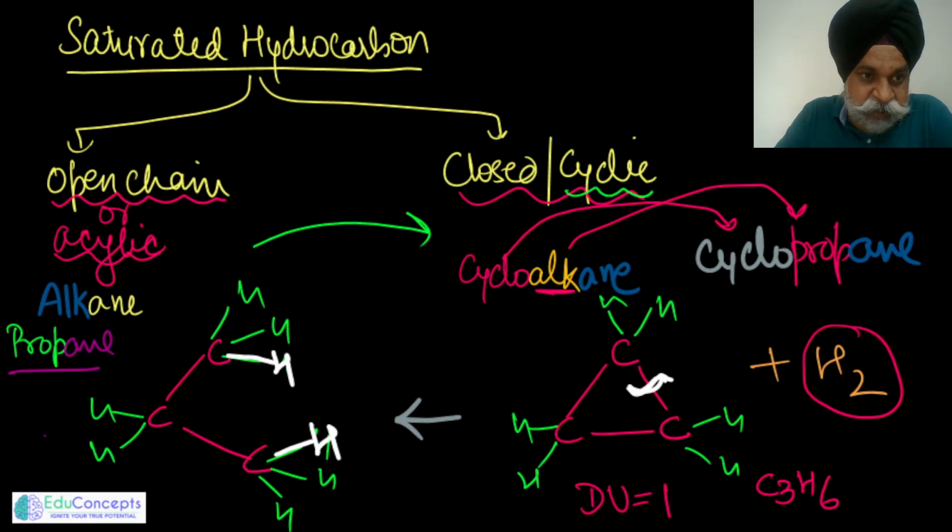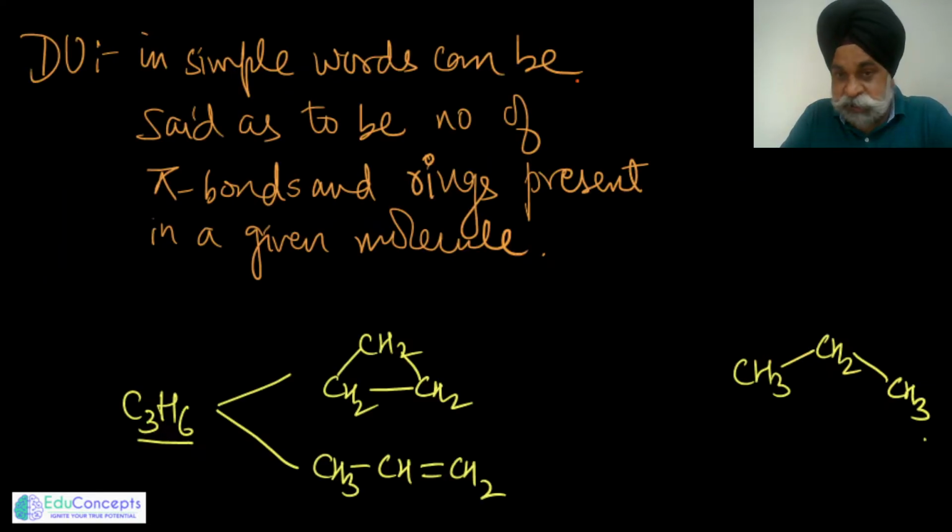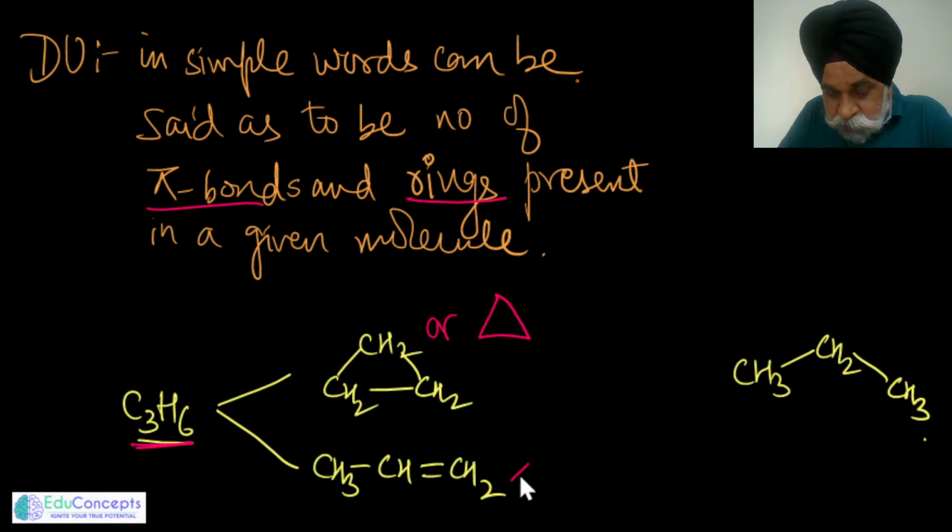Now let me define it. What I am trying to say here is, in one word, we have already spoken about this, that degree of unsaturation is the sum of pi bonds and rings present in a molecule. Just like here, you can take one example, C3H6, we wrote it a few minutes back. You can write it in the form of a cyclic ring, or you can write it like an open chain. So both of these forms are available.